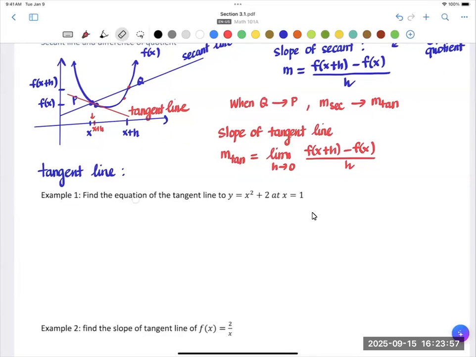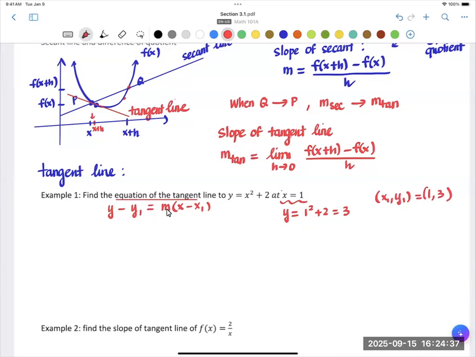So in order to find the equation of the tangent line, the first thing that we have to do is find the slope. The equation of the tangent line is y minus y1 equals m times x minus x1. You have your x1 already, x1 is equal to 1. So we can find y1 by putting x1 into the y. So y equals 1 squared plus 2, which is 3. So we have the point (x1, y1) is (1, 3), which is good.